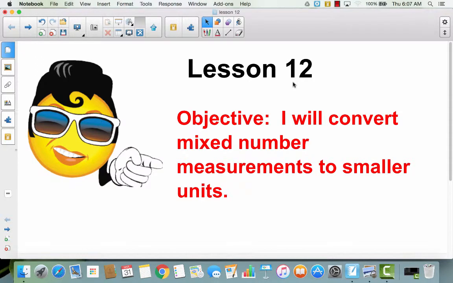Lesson 12, I will convert mixed number measurements to smaller units. So we're going to move away from adding and subtracting mixed measurements, and today we're going to be talking about how you can convert from a mixed number measurement to a smaller unit. We've been going from smaller to larger. Now we're going to go from larger to smaller.